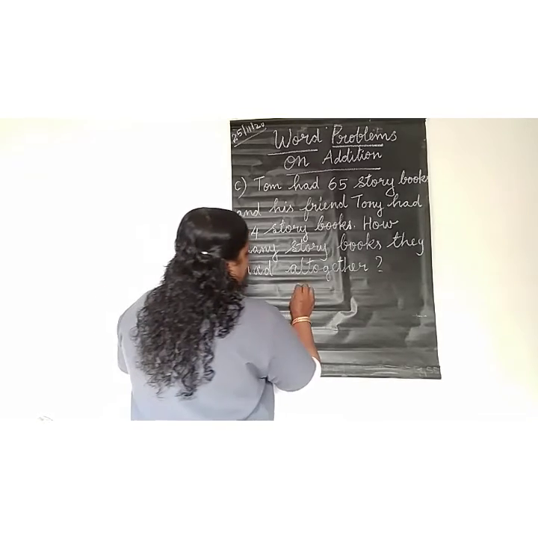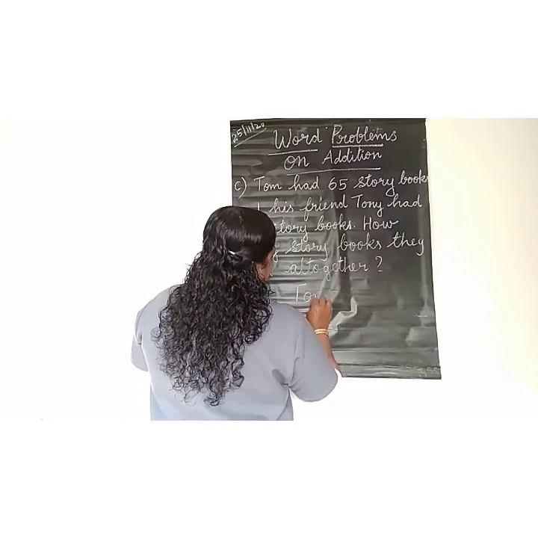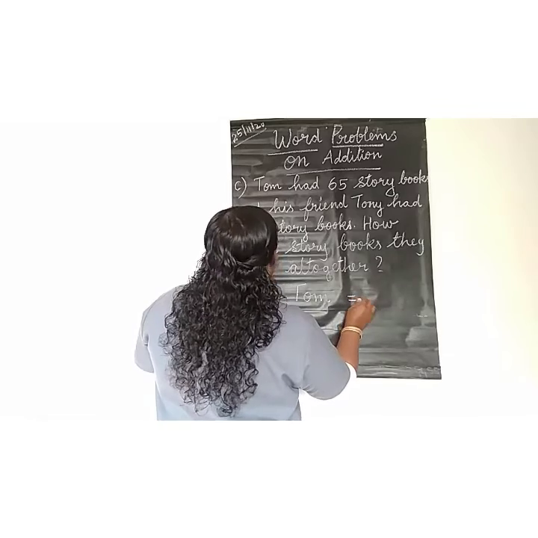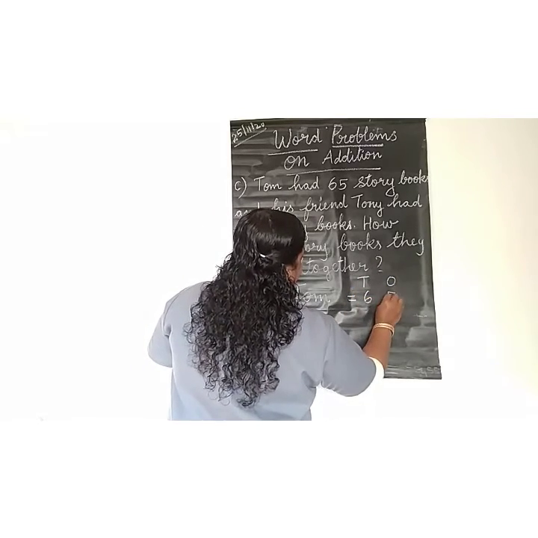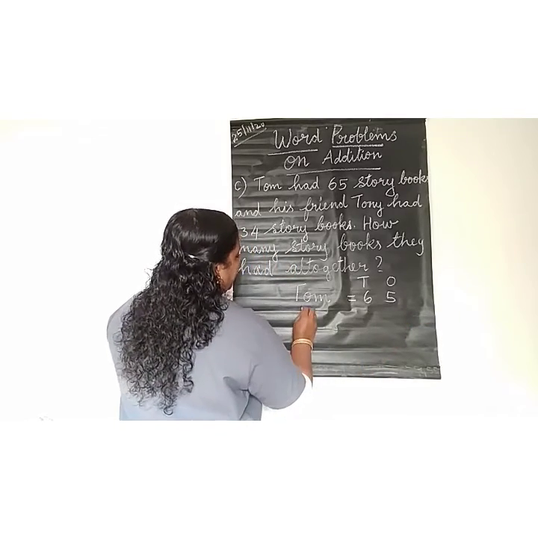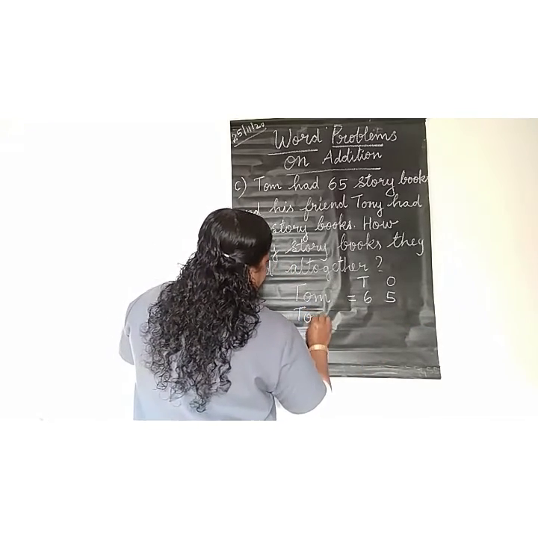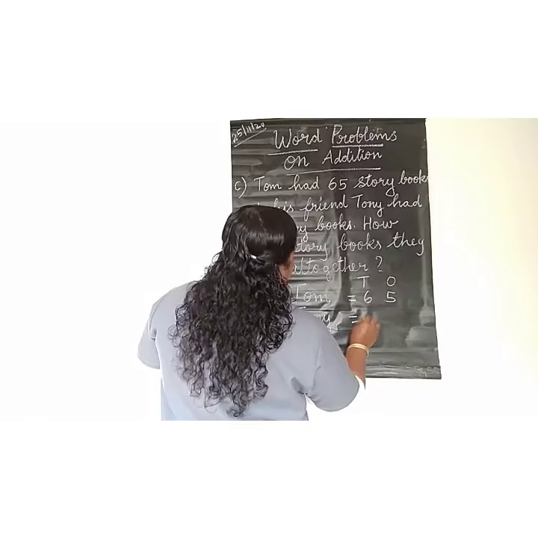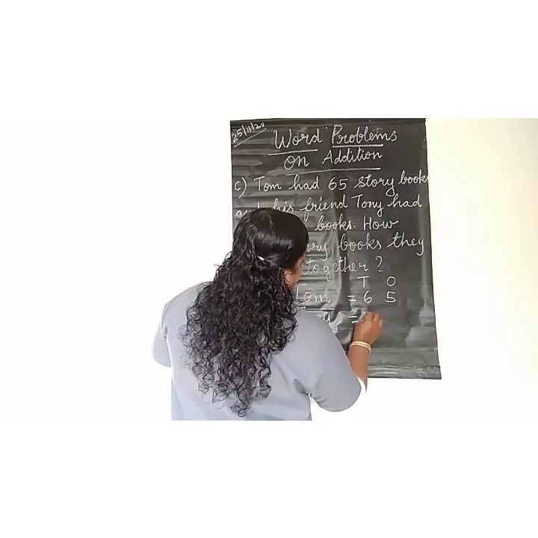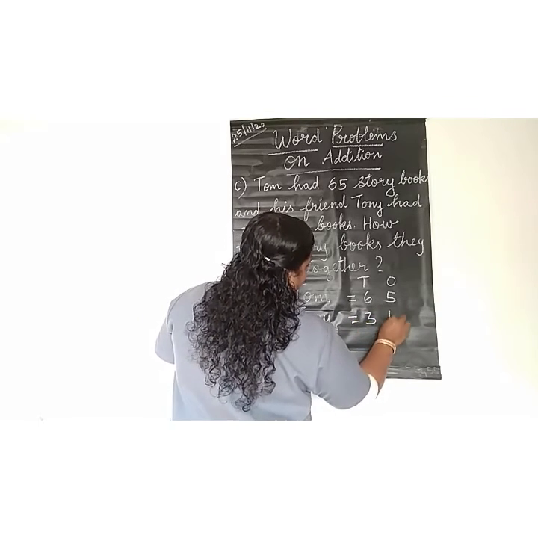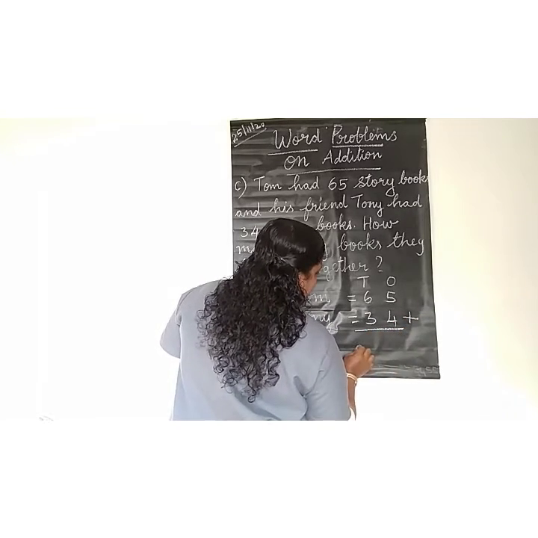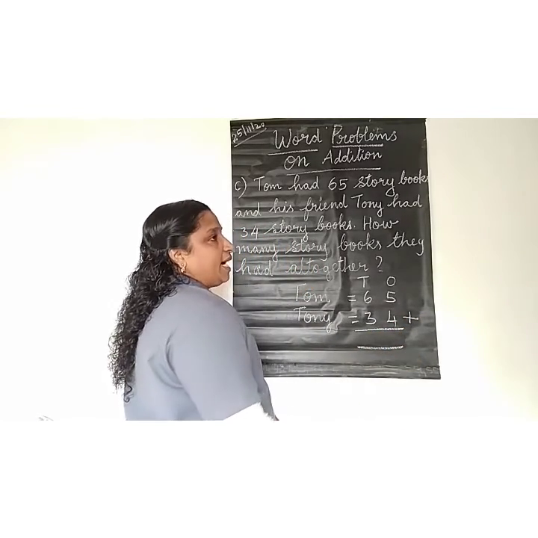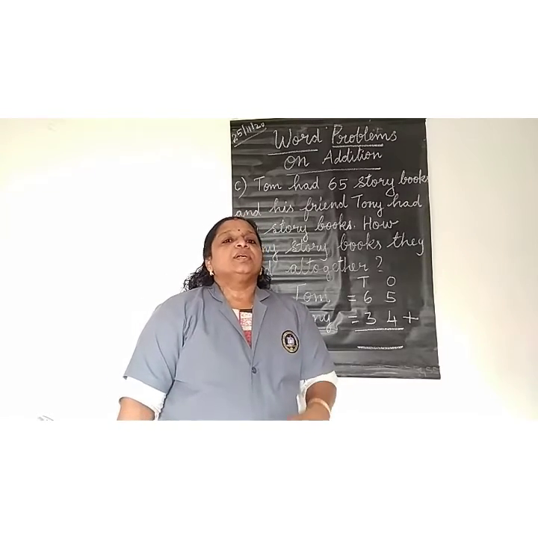So Tom has how many books? 65: 6 tens and 5 ones. Then Tony had 34 books: 3 tens and 4 ones. Together, so plus sign. How many storybooks did they have together, isn't it?